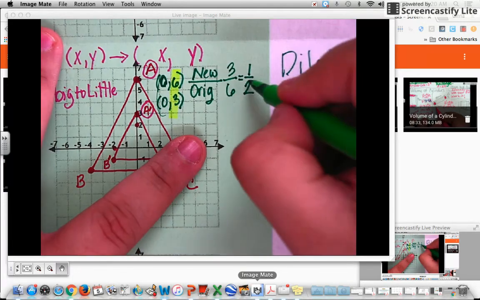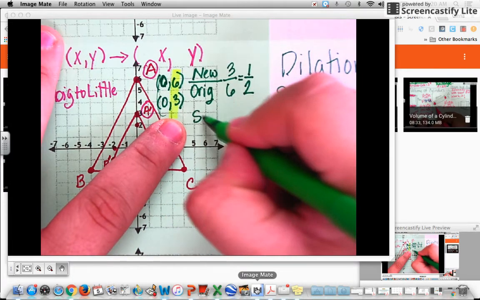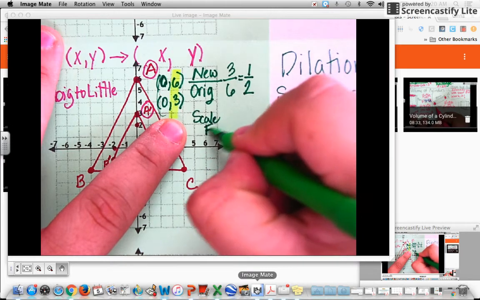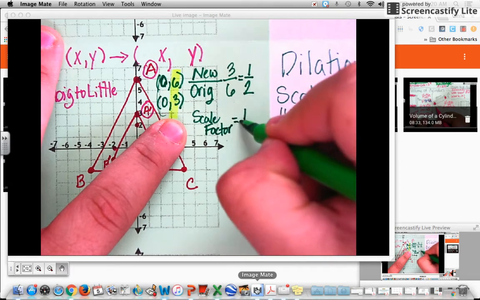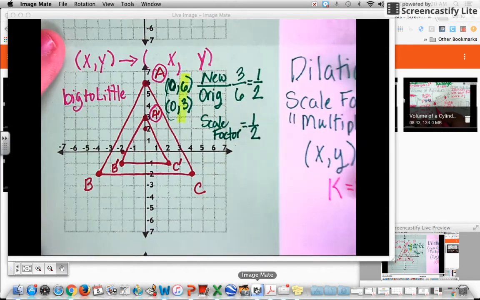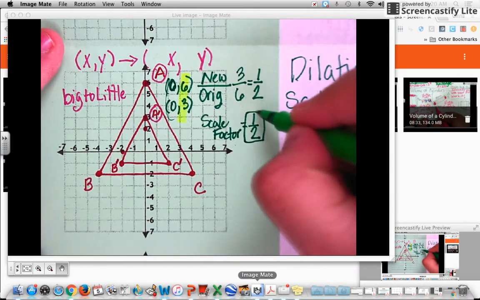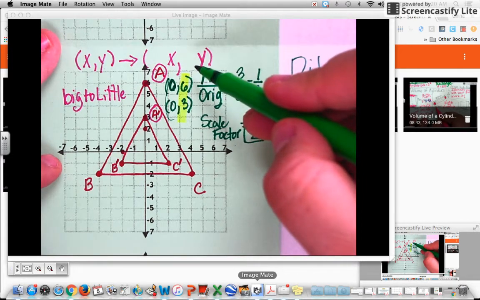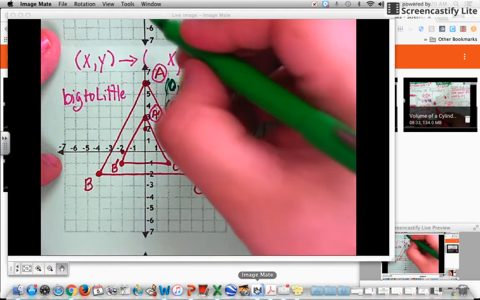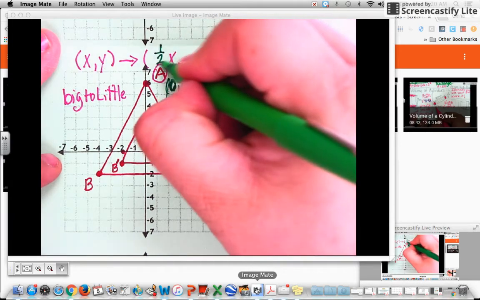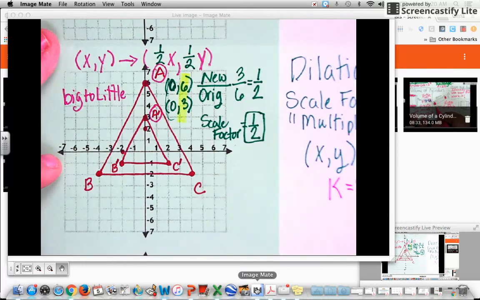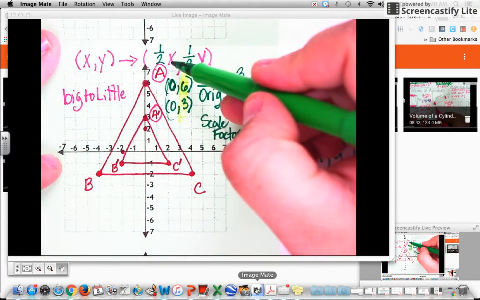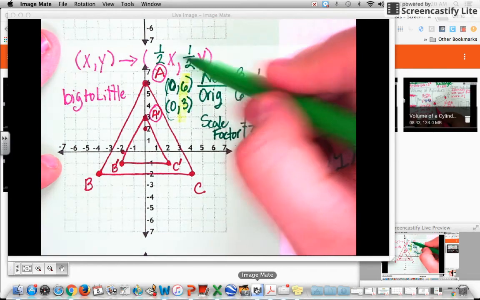Excellent job. That means that our scale factor of this image is equal to 1/2. Now, how do I take this 1/2 and write it in my representation up here? Correct. You put a 1/2 in front of x and a 1/2 in front of y. Could I put 0.5? Sure, whatever you'd like. But the scale factor always goes in front of the number, and it must be the same scale factor for both.